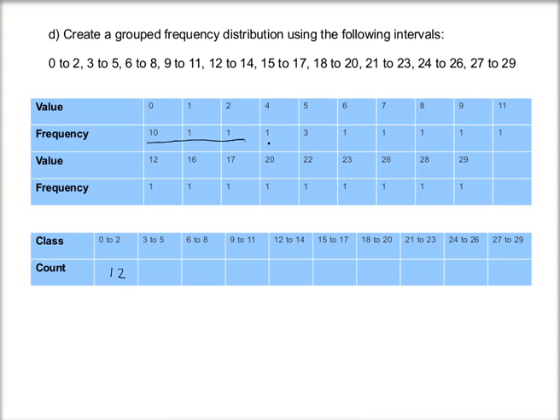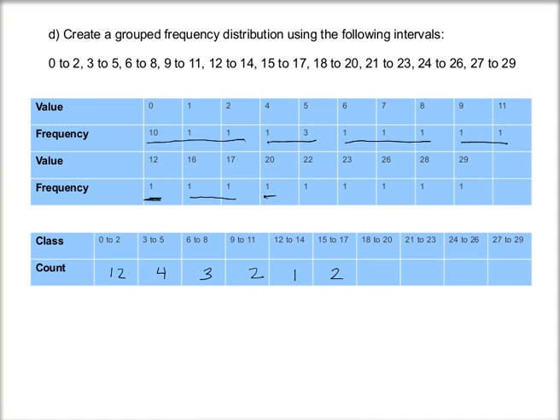For 3 to 5, that's going to include these values, and if I add those up, I will get 4. 6 to 8 includes these values, add those up, I get 3. 9 to 11 is these values, and that is 2. 12 to 14 only includes 12 because I didn't have any values for 13 or 14, so that's just going to be 1. 15 to 17 is going to be these 2, so 2.